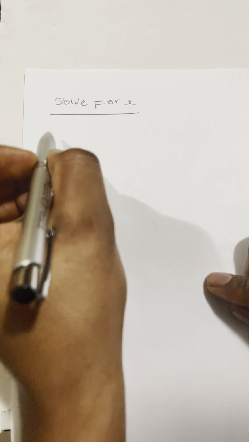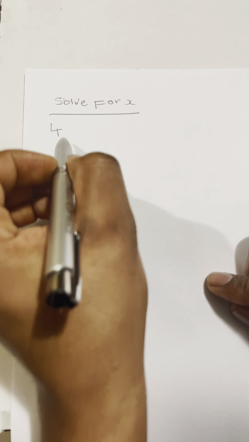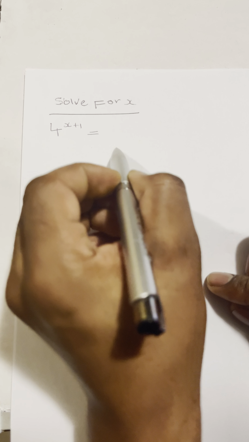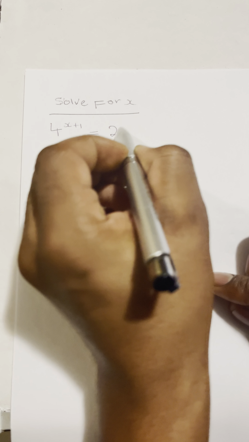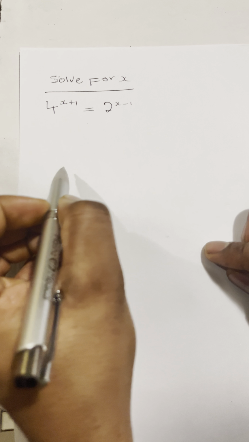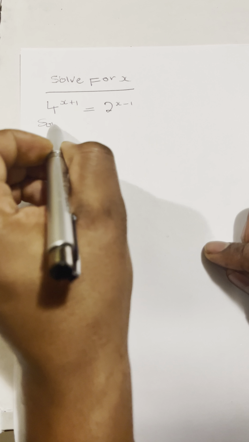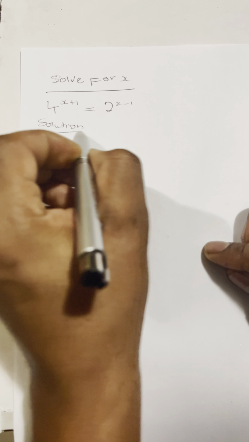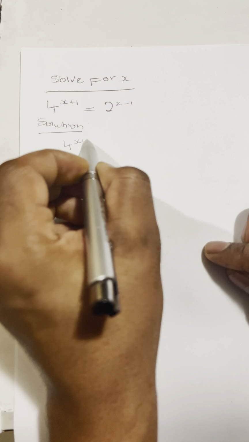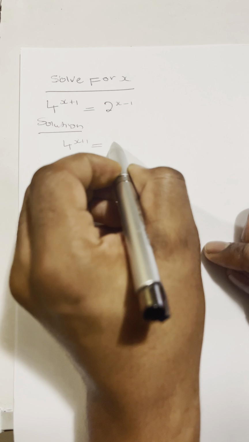Solve for x. We're having 4^(x+1) = 2^(x-1). How do we solve this? Now, solution. 4^(x+1) = 2^(x-1).